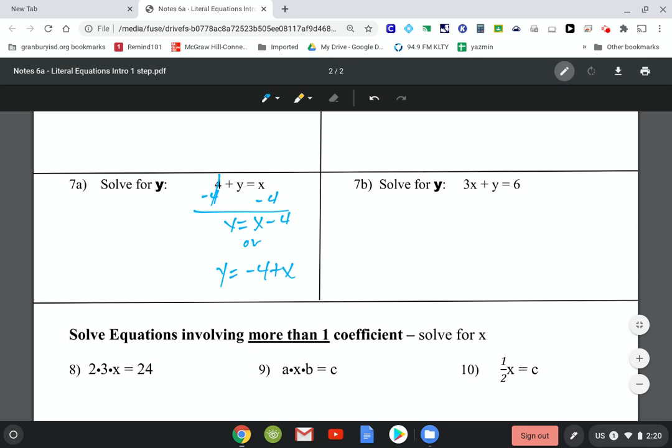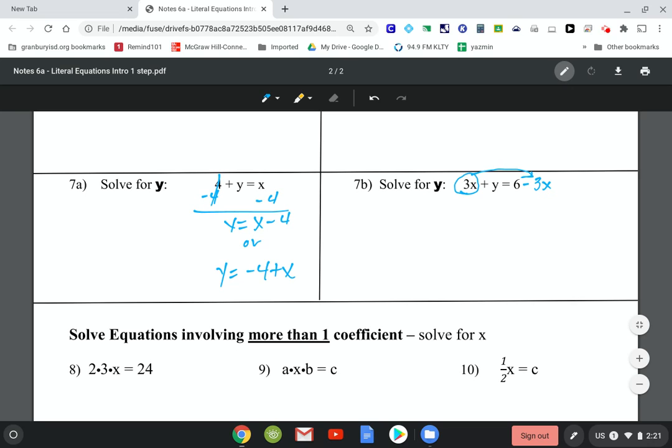On 7b, we're going to solve for y. So we need to get rid of that 3x. So we're going to move the whole 3x term over. I know that seems kind of funny, but that's what we're going to do. Sometimes if I'm moving more than one term, I can show it like this. So positive 3x, if you move it across the equal sign, it becomes a negative 3x.